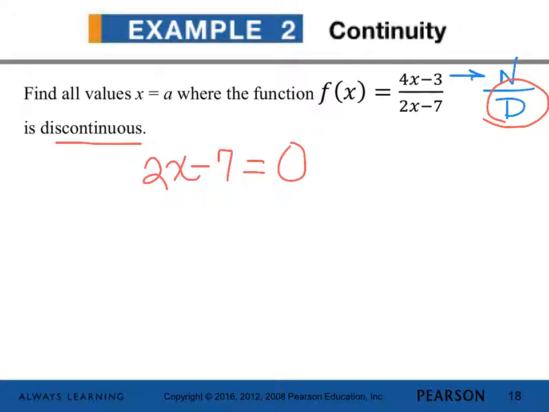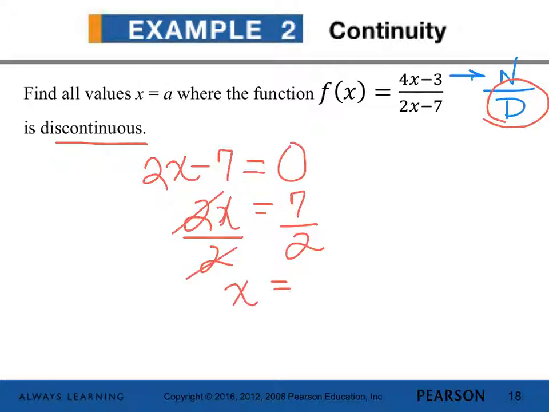So if 2x minus 7 is equal to 0, that means 2x is equal to positive 7, and then x is equal to 7 halves, or 3.5. And here, if you're in my math lab, you'll have to pay attention to how they say they want that answer. But as far as I'm concerned, 3.5 is a perfectly good answer. So f of x is discontinuous.